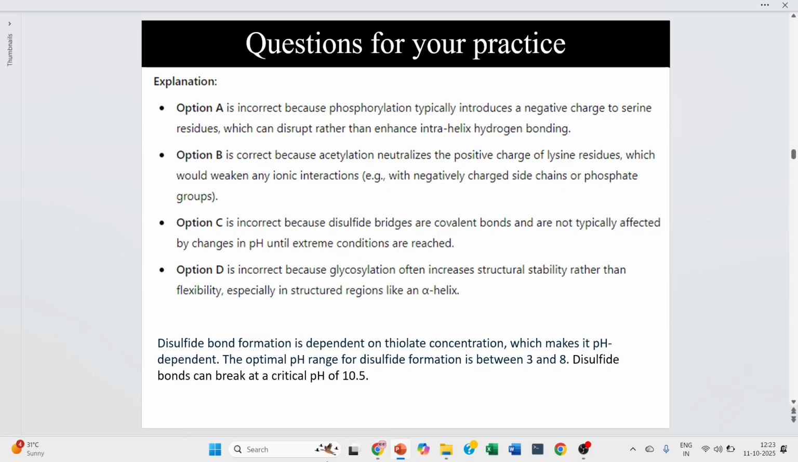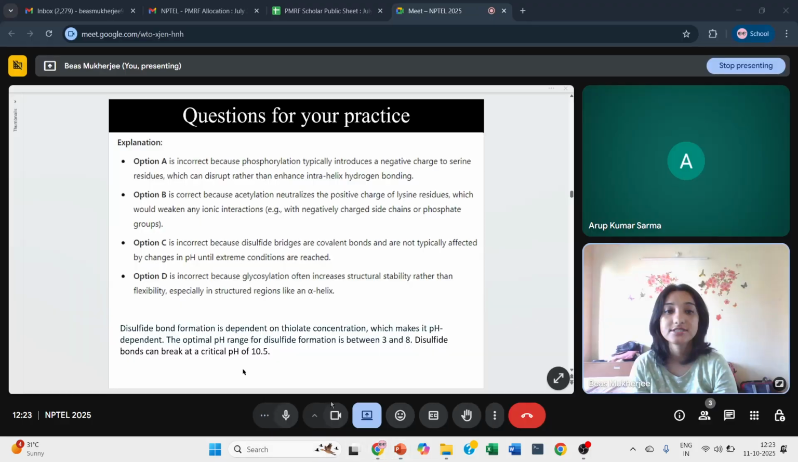Now the explanation is given to you. Why is it the most appropriate answer? Option A is incorrect because phosphorylation typically introduces a negative charge to serine residues, which can disrupt rather than enhance the intra-helix hydrogen bonding.